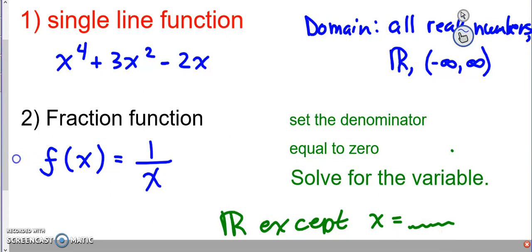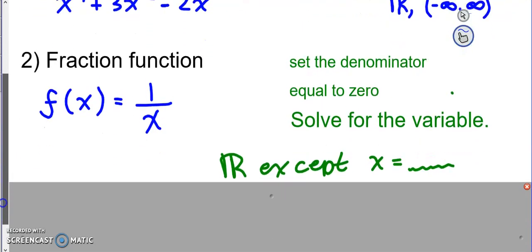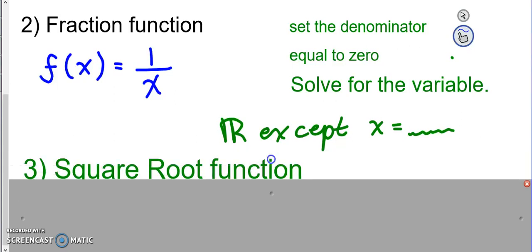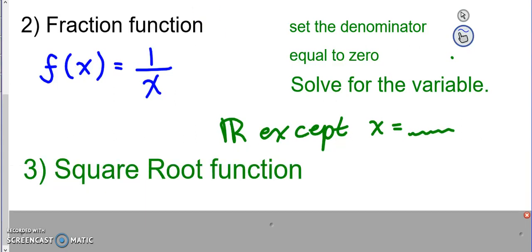Just because we're dealing with x here doesn't mean we're always going to deal with x. It could be other variables. It could be a t, a q, a y, anything. So it's not always going to be x equals, but for right now, that's what we're looking at. All right, and then our last one is a square root.